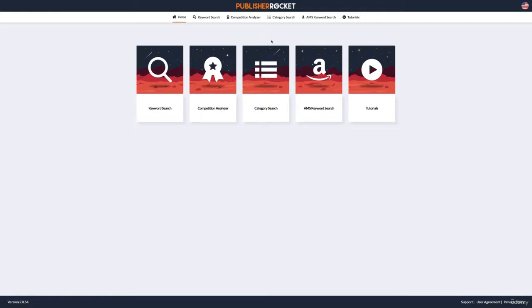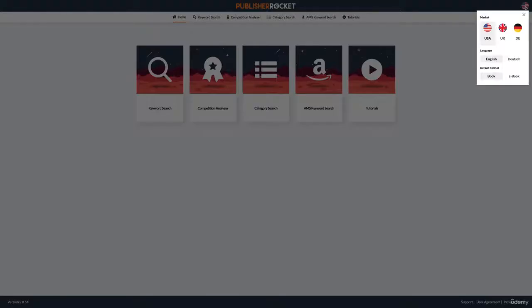First of all, we need to pick a market in which we want to publish. In order to do so, we have to go to the right top corner, and right here, you can see the American flag, and over here to the right it says UK, and then of course we got DE for Germany. So, for instance, I want to publish my book in the US market, so I'm going to click right here on USA. Then afterwards I can pick the language. In my case, there are two options, English and German. Deutsch basically means German, and I'm going to click right here on English.